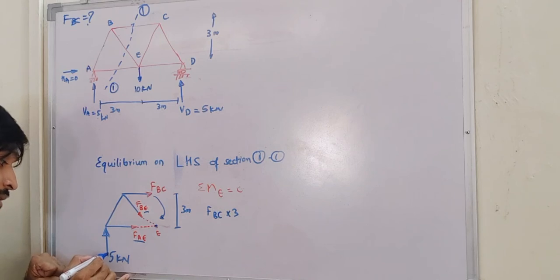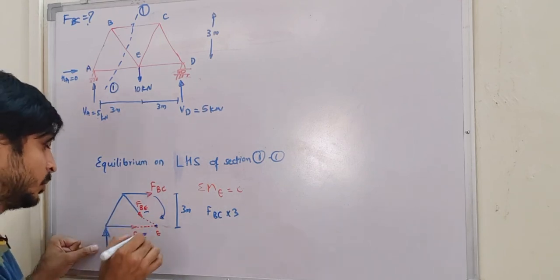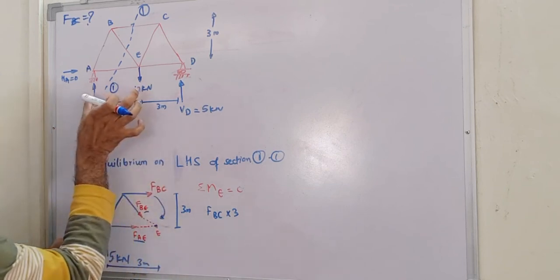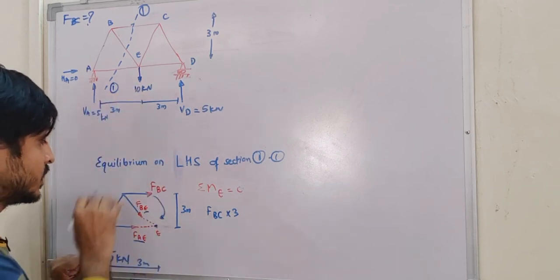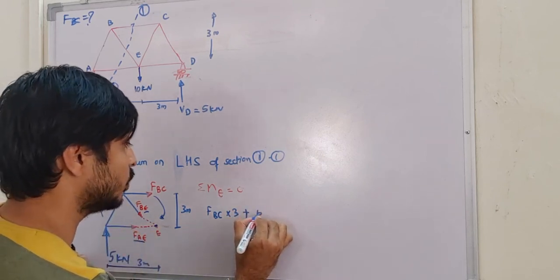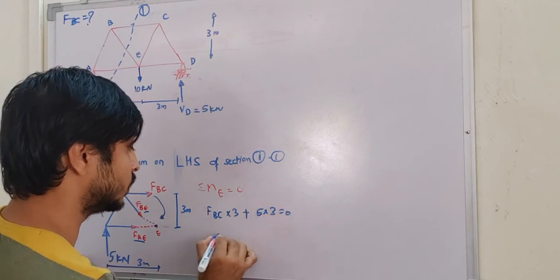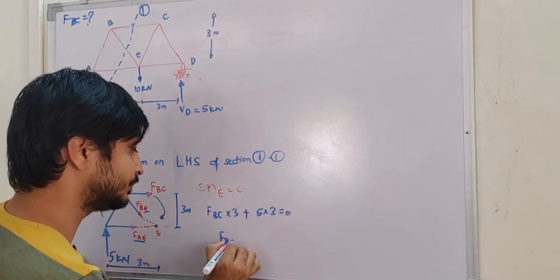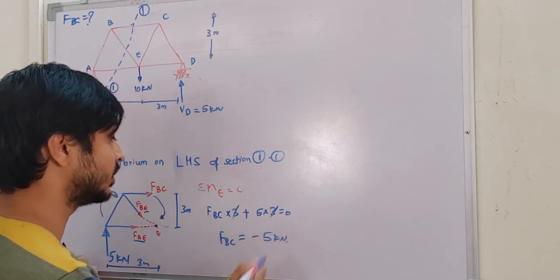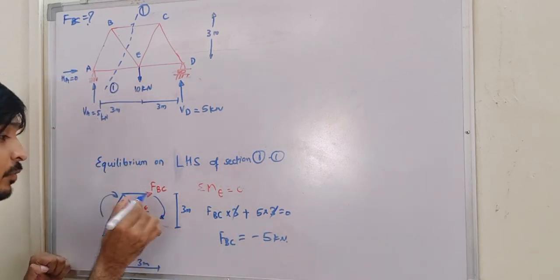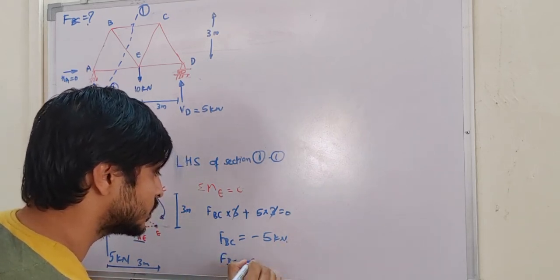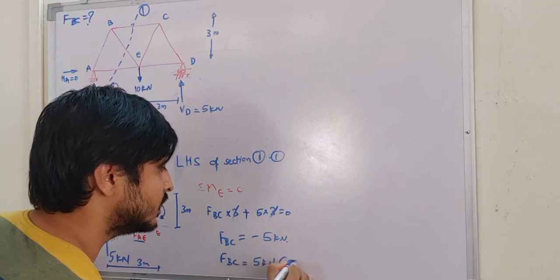There is one more, that is 5. This 5 into this distance, how much? This distance is also 3 meter, as they have given, right? It is also creating a clockwise moment. So that is plus 5 into 3 equals to 0. That is, FBC, this 3 gets cancelled, is equal to minus 5 kilonewton. Means what we assumed was tension, but what do we have to write now? So FBC is equal to 5 kilonewton, which is in tension.